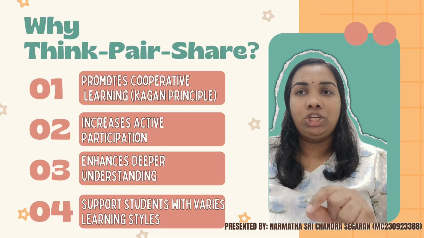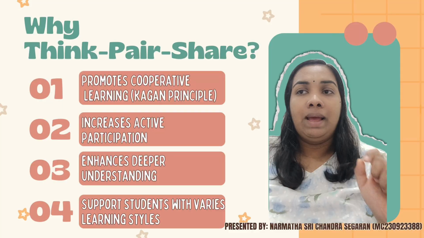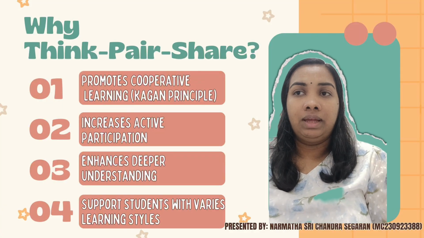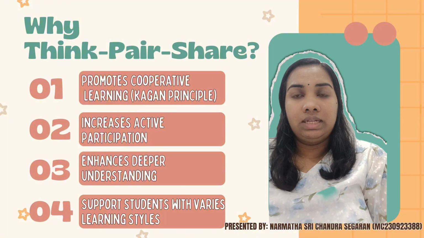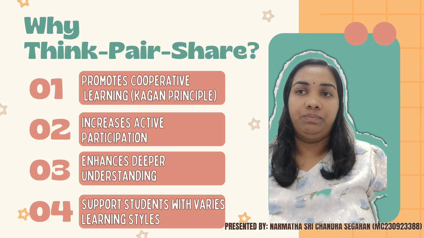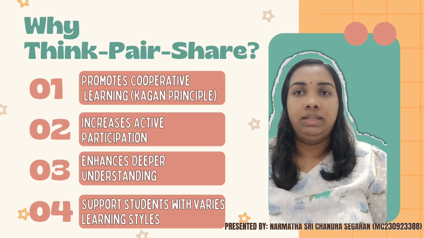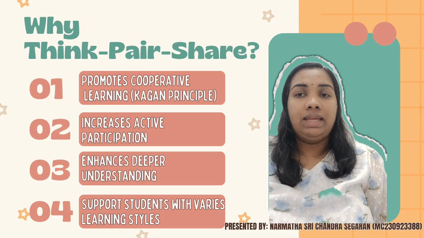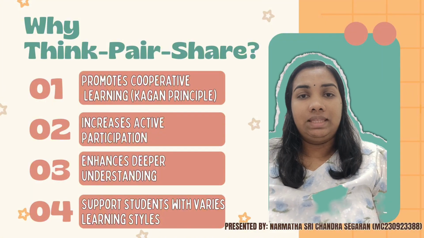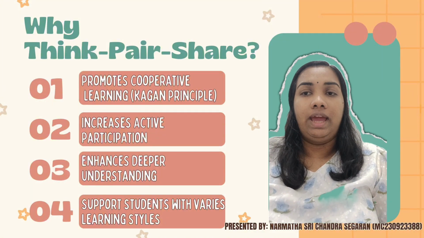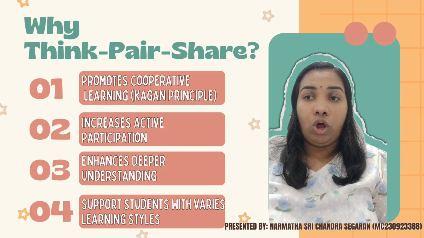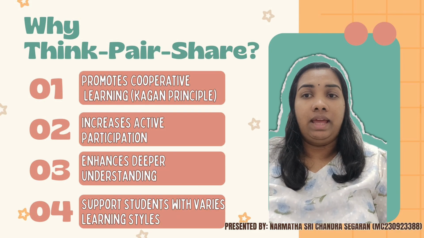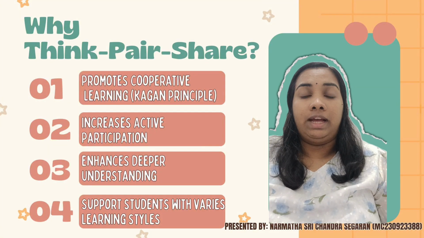We use think, pair, share in literature lessons because it brings many advantages. First, it promotes cooperative learning, following the Kagan principle, where students learn better when they interact and work together. In literature, discussing characters, themes, and events helps them understand different viewpoints. Second, it increases active participation. Instead of only a few students answering, everyone gets a chance to think, talk, and share their ideas. This makes the literature lesson livelier and more meaningful.